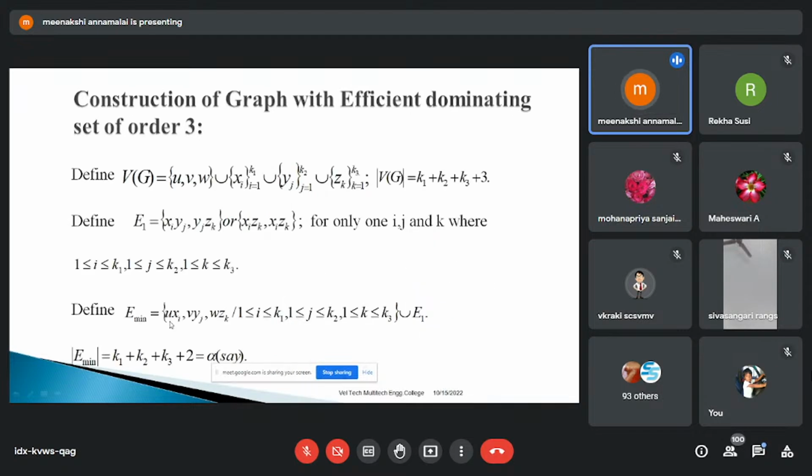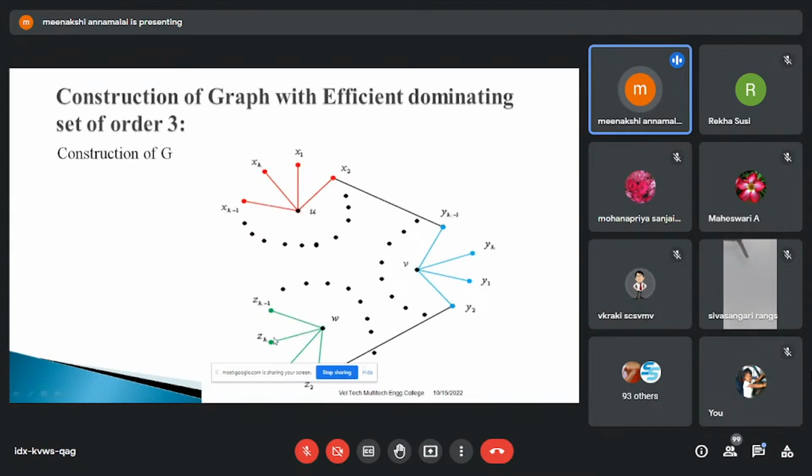Here u xi, so u is the middle one and its neighbors are xi. So u xi, and v yj for the second member of the efficient dominating set, v, and its neighbors. And w with zk. These are what I marked in red color, union what I marked in blue color, and what I marked in green color. These edges union E1 give the minimum number of edges. That is what I marked here, representing the whole network. This number of edges is enough.